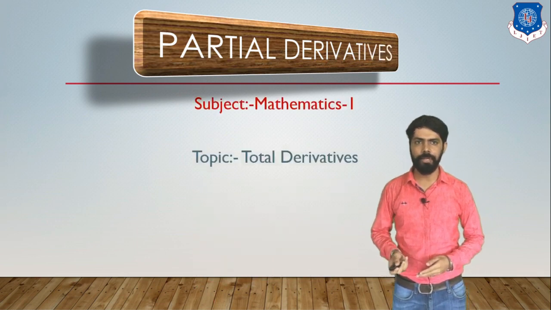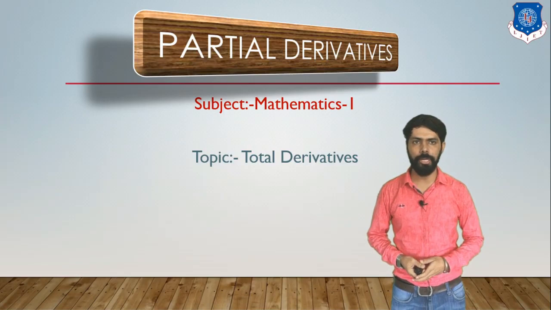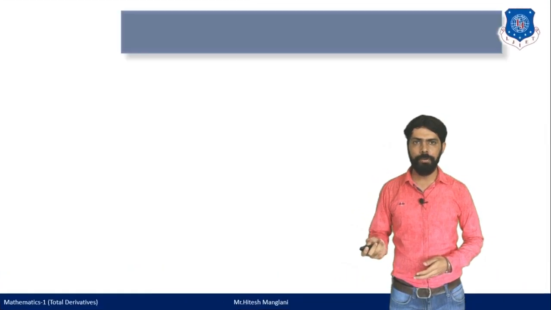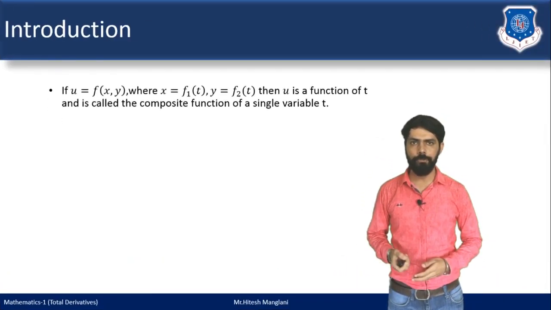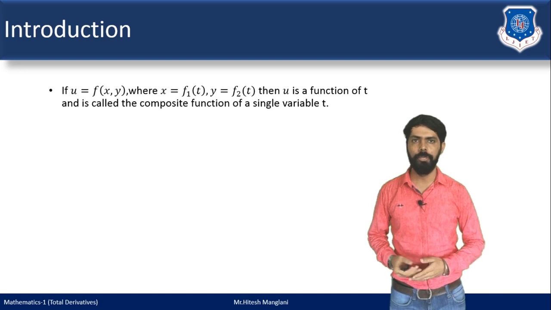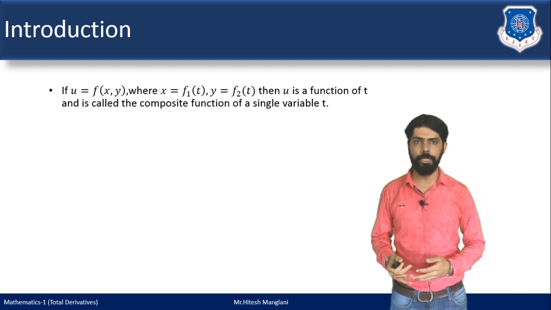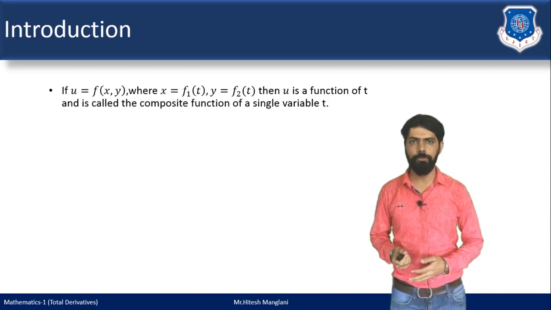So today we will discuss the topic of total derivatives, from the chapter on partial derivatives. So what is the meaning of total derivative? If u is equal to f of x, y, so u is a function of x and y, where x is a function of t and y is a function of t, then u is a function of t and is called the composite function of a single variable t.